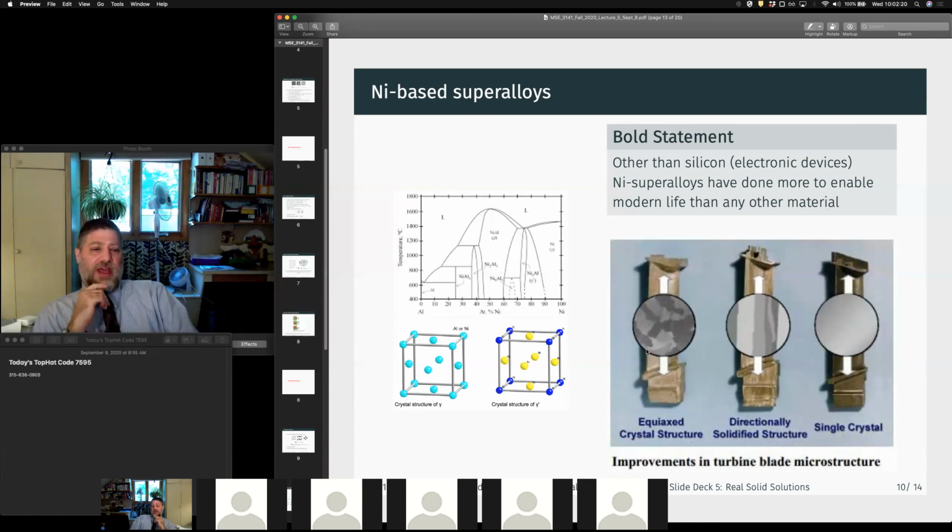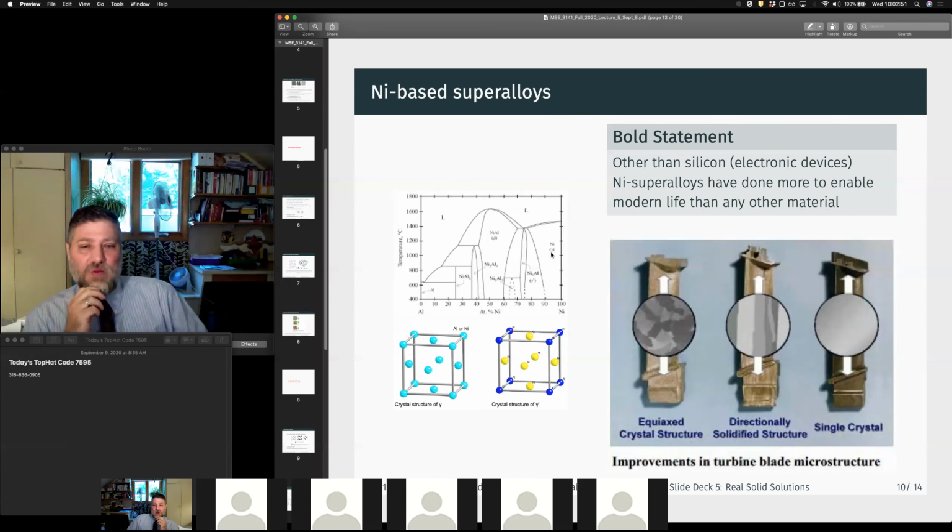But okay, so that's my argument: by enabling cheap travel, nickel superalloys have changed the world really dramatically. And part of this revolution has come from the cool thing about superalloys: these blades are actually single crystals. They're cast structures that form a single crystal.